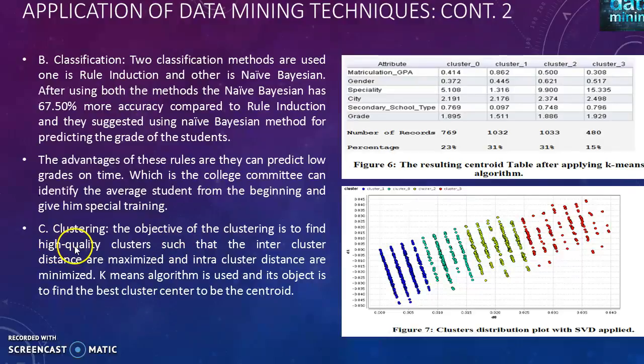And coming to clustering. The objective of clustering is to find high quality clusters such that the inter-cluster distance is maximized and the intra-cluster distance is minimized, and k-means is used in this algorithm. So to find the best cluster centroids, in figure 7 you can see the difference between the students and the clustering method and the density of the cluster.